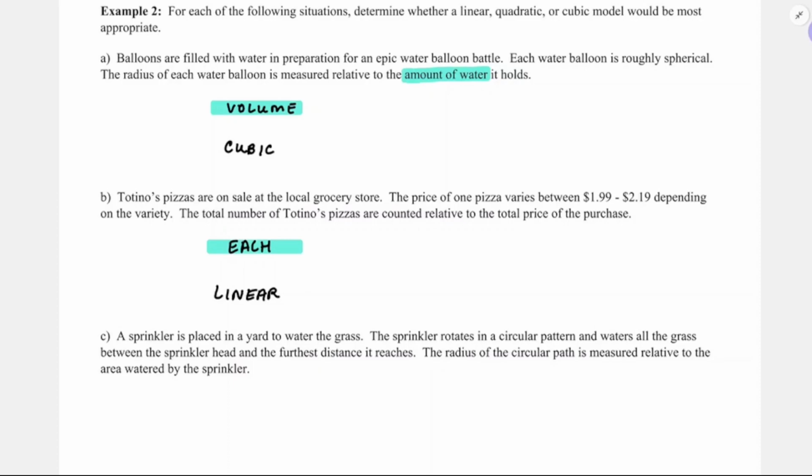And then in the third one, it's talking about a sprinkler placed in the yard, rotating in a circular pattern. The radius of the circular path is measured relative to the area. As soon as we see that area word, we need to be thinking quadratic. Area is going to be quadratic. And that's kind of as far as we're going to go with contextual clues, at least for now.